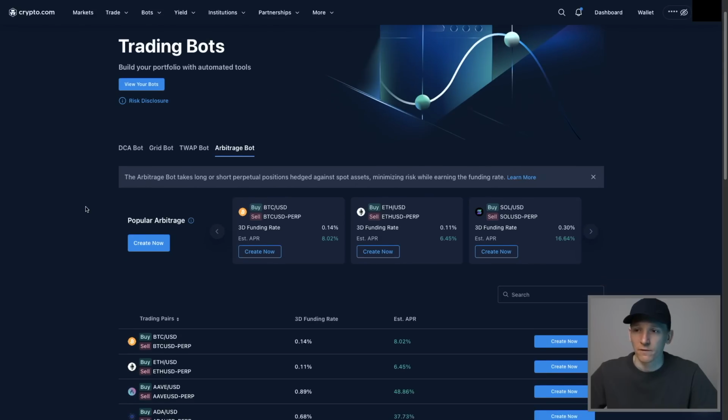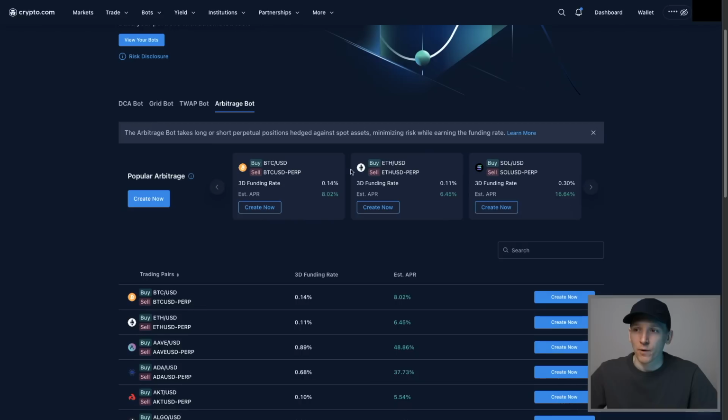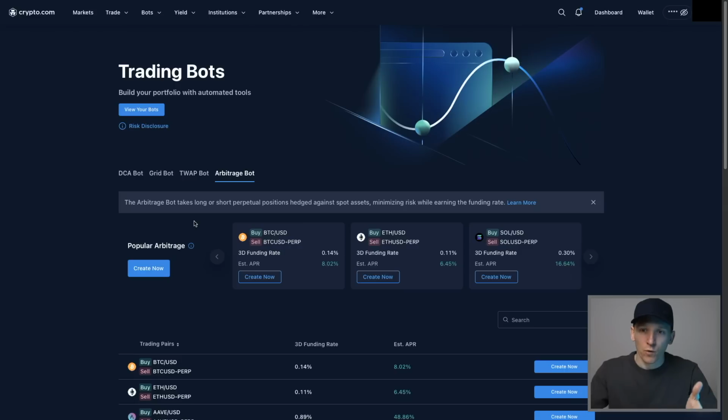So trading bots, popular arbitrage bots right here, and we've got estimated APRs. What is exactly happening here? Well, an arbitrage, of course, is where you can take money out of the market with potentially taking no or very little risk. In terms of arbitrage bots, there is risk, of course, in everything, but specifically the arbitrage relates to the yield that we're getting out of our market risk position.